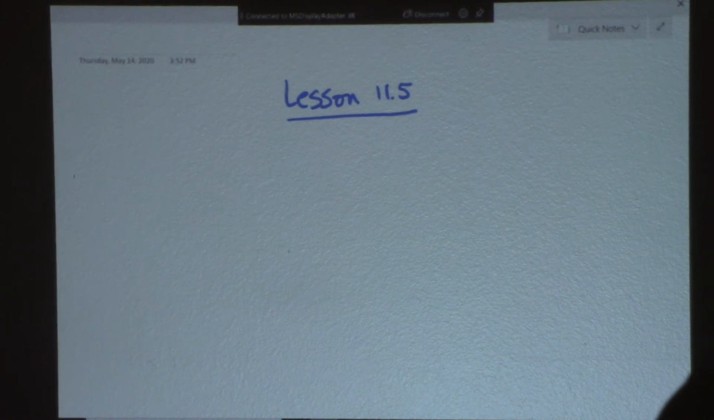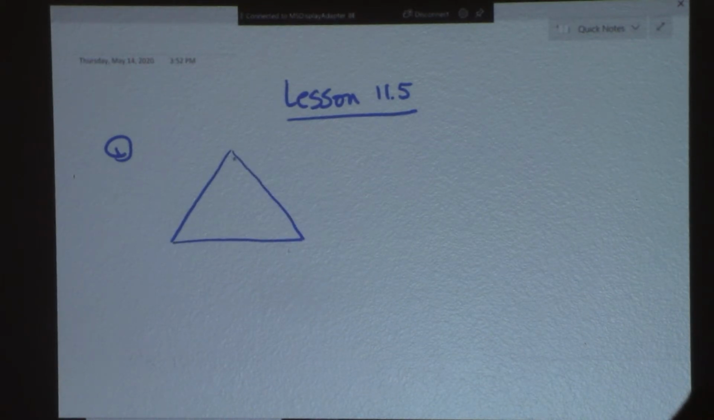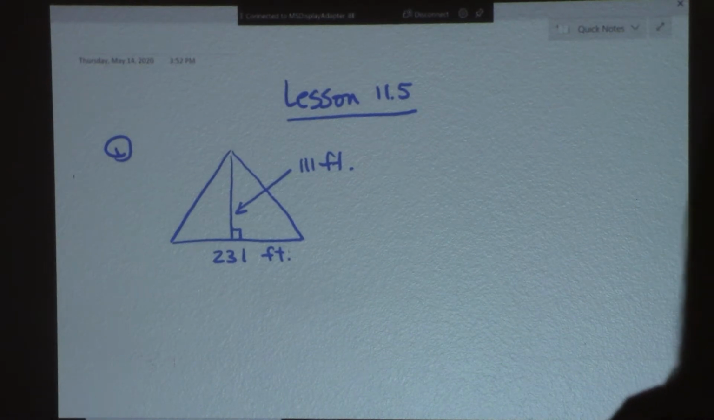Okay, number one. It has a shape like this in the front, and this is our triangle, and they tell us that the height here from top to bottom is 111 feet. Now just to put that in perspective, that's like at least 10 stories. So that's tall, all right? And 231 feet across, that is a little more than 2/3 the size of a football field. So if that's just the front of a building, that's a very large building.